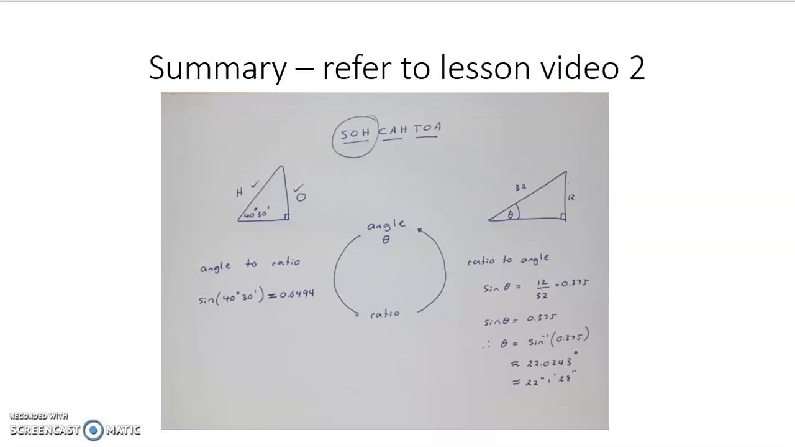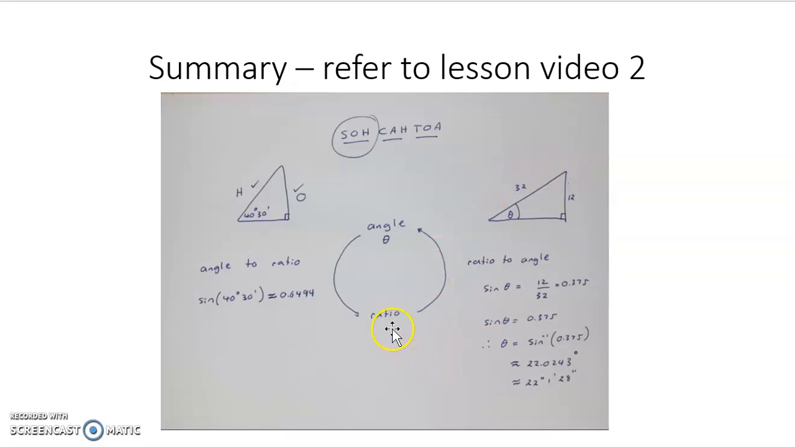But just very quickly, essentially in element 1 we were going from the angle to the ratio. So for example here we have 40 degrees and 30 minutes. If we're interested in the opposite side and the hypotenuse, we've got the sine is opposite over hypotenuse. So it's the sine ratio that we're dealing with here. And here we're looking at the angle to ratio, right? So I can calculate sine of 40 degrees 30 minutes as 0.6494, right?